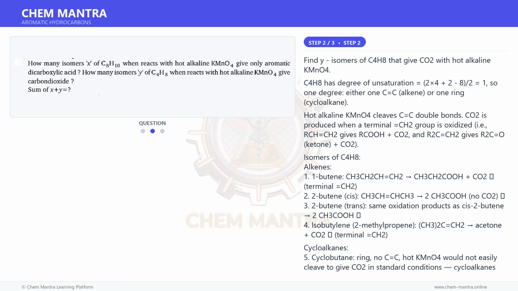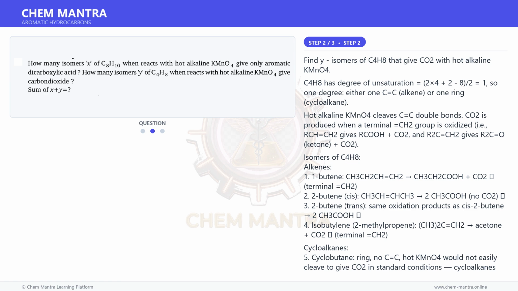Alkenes. 1. 1-Butene, CH3CH2CH=CH2, gives CH3CH2COOH plus CO2, terminal =CH2. 2. cis-2-Butene, CH3CH=CHCH3, gives 2 CH3COOH, no CO2. 3. trans-2-Butene gives the same oxidation products as cis-2-butene, 2 CH3COOH. 4. Isobutylene, 2-methylpropene, (CH3)2C=CH2, gives acetone plus CO2, terminal =CH2.